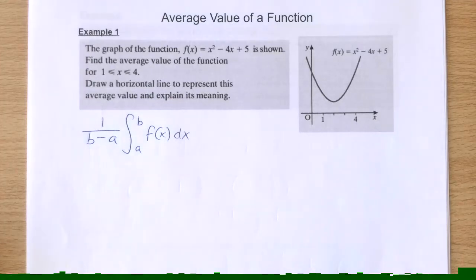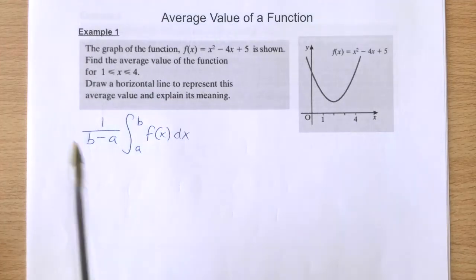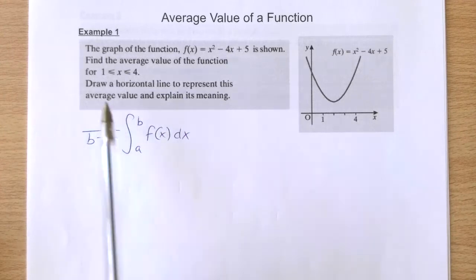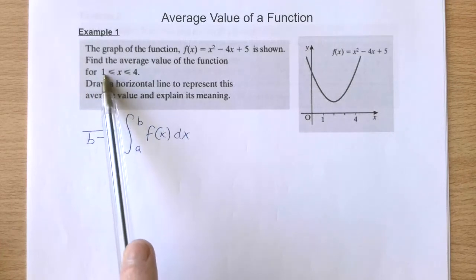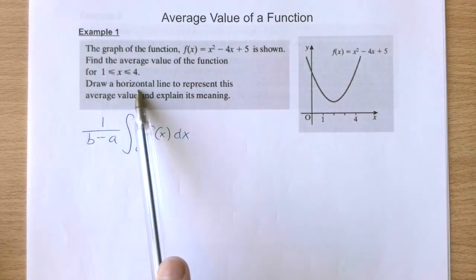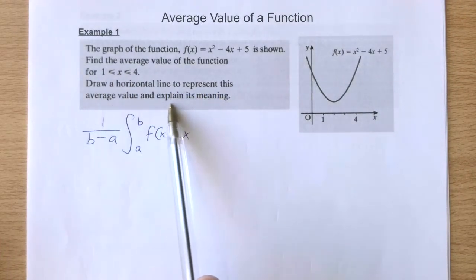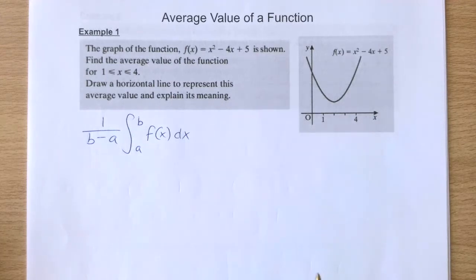Okay, this example is on the average value of a function. Just before we start, there is a formula for this here. The graph of the function is shown. Find the average value of the function between 1 and 4. Draw a horizontal line to represent this average value and explain its meaning at the end.